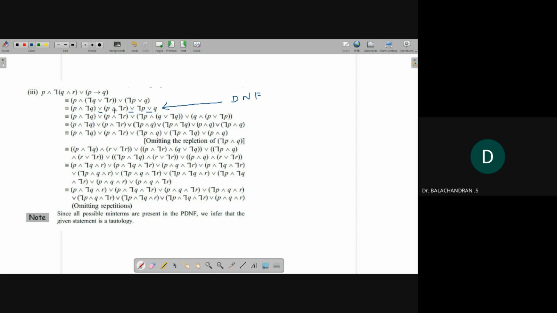Suppose the given formula is equivalent to false, then the PCNF contains all the 8 elements. If it is false, then you cannot find the PDNF.